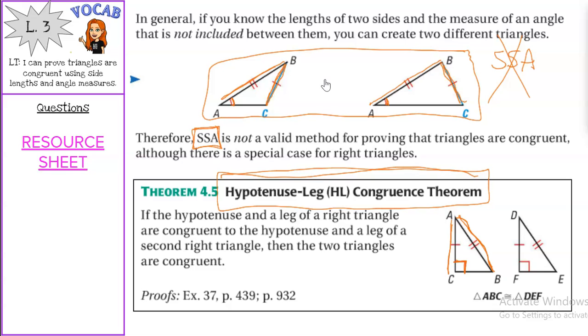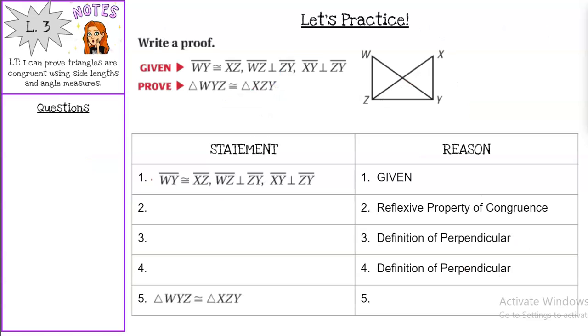So now let's use hypotenuse leg in a proof. I've done some of the proof for you, so I just want us to complete the proof. We are given that WY is congruent to XZ, right here. That would be the hypotenuse of those triangles, because you can see, hopefully those are going to be right angles. We're not told that just yet, but that would be the assumption.